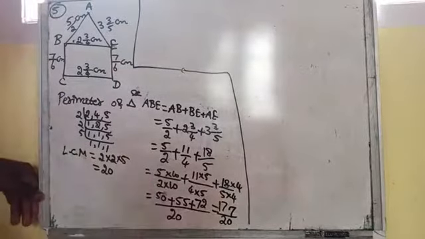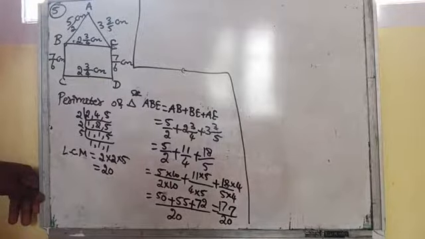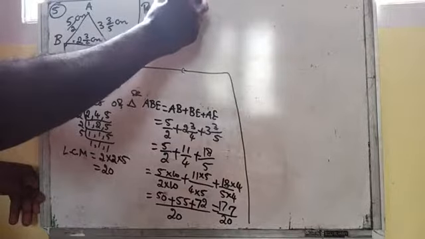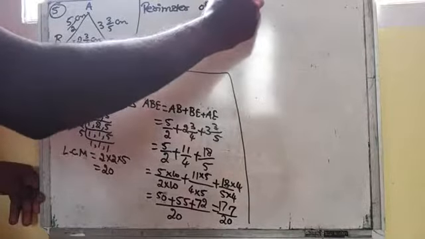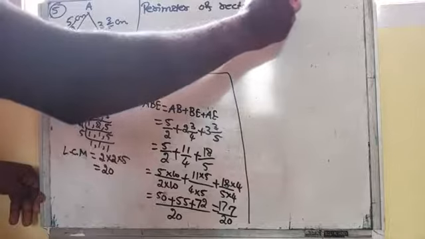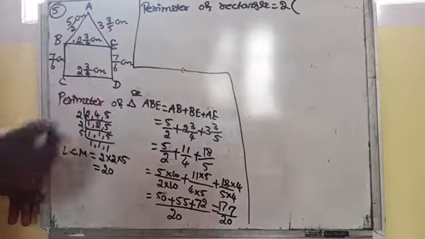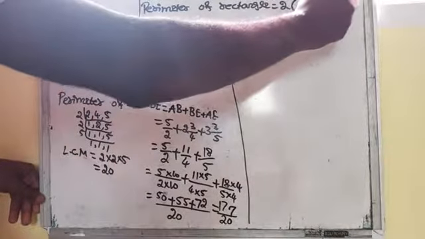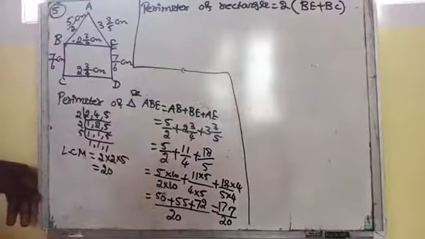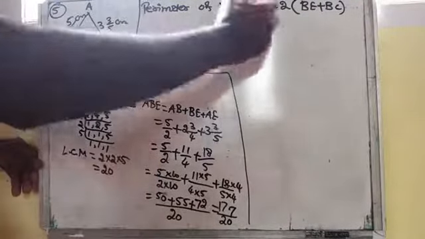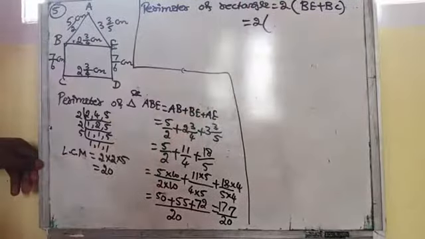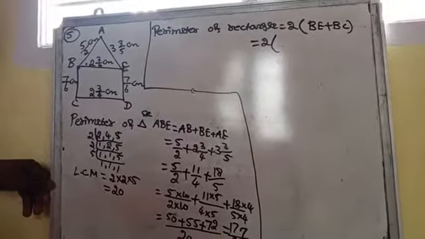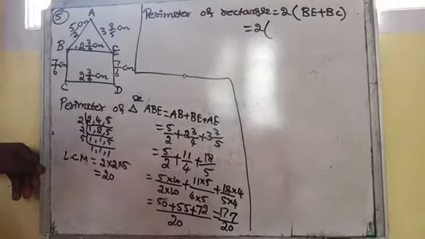What is the perimeter of the rectangle? 2 times (length plus breadth). So the perimeter of the rectangle is equal to 2 times, that is which one, BE plus BC. 2 times of BE plus BC. Okay. Then 2 times of BE is what? 2 times of BE plus BC.